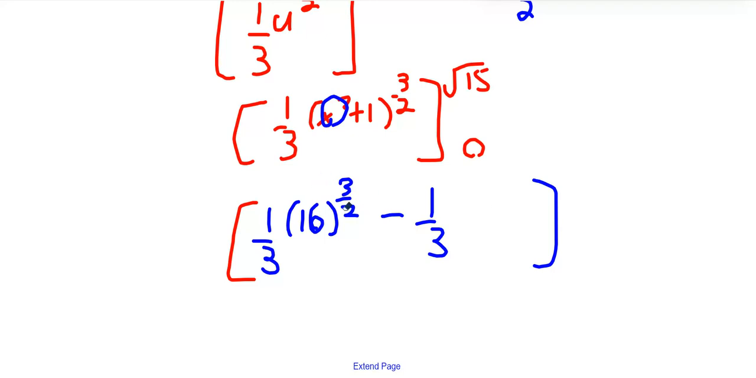Now, this one here, I think it's 64 over 3. And that would be 64 over 3, take away 1 over 3, which is 63 over 3, which is 21. Anybody else get that?